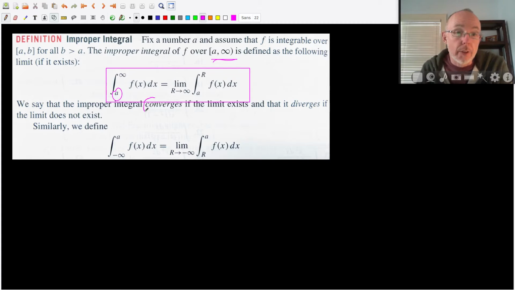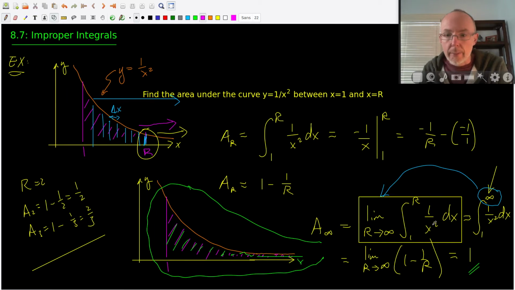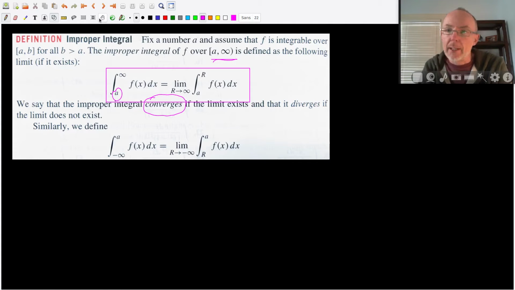We say that integral converges if it actually adds up to a finite number, like our example did. Let's go back: the value, in other words, the total area, was a finite number. It was 1. So it didn't go off to infinity. It didn't get bigger and bigger and bigger. It's actually a finite value. And that is what we're going to call converging.